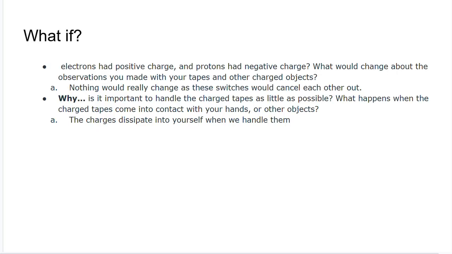So what if electrons had a positive charge and protons had a negative charge? Well, nothing would really change, as both would counteract each other, and the fact that oppositely charged objects attract and similarly charged objects repel would stay the exact same. It's also important to handle the charged tapes as little as possible, because when we are handling the charged tapes, we are taking away some of those extra electrons, which would make it less charged and would skew the experiment data. So yeah, that answers the questions.